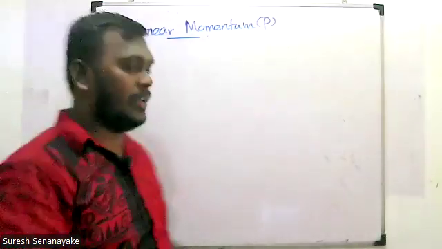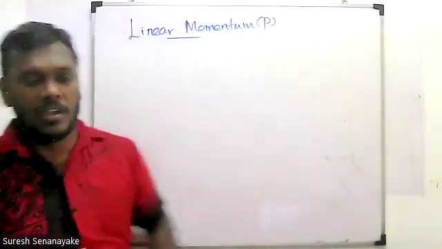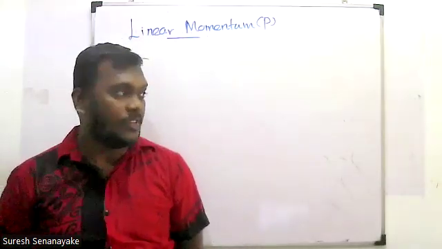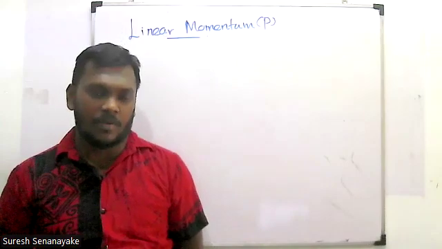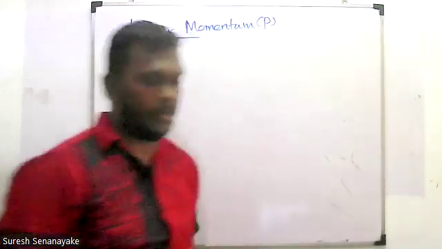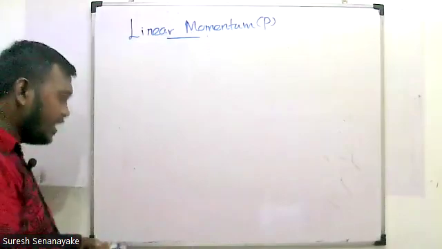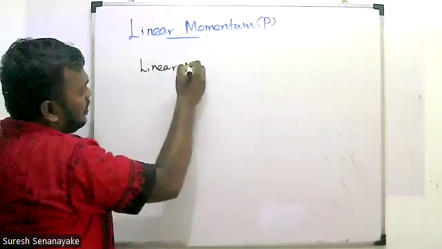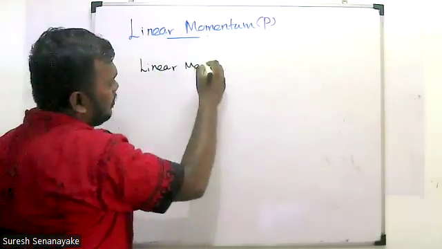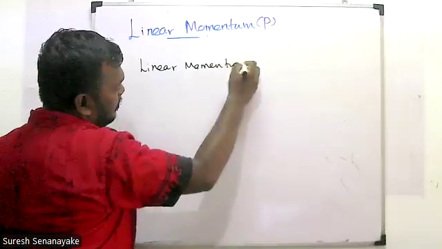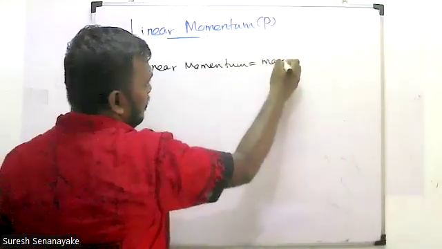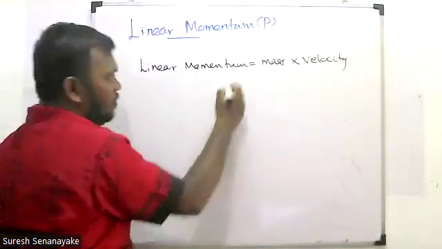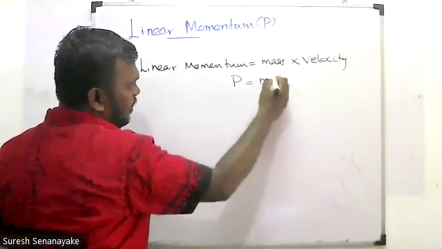Linear momentum of a body means it's the moving body actually. The linear momentum is the amount of motion possessed by the body, right? Mathematically, we can write linear momentum equals the product of mass and velocity. Mass into velocity. Symbolically, we can write p equals mv.